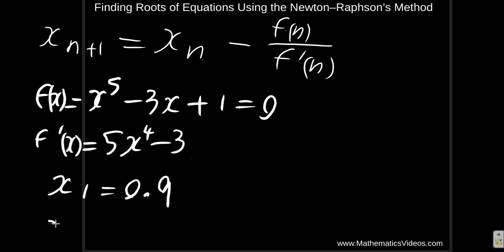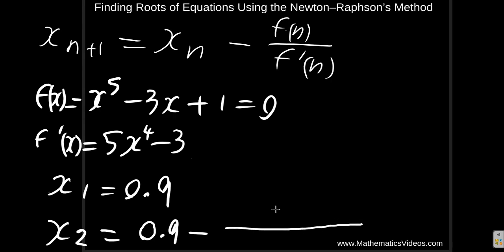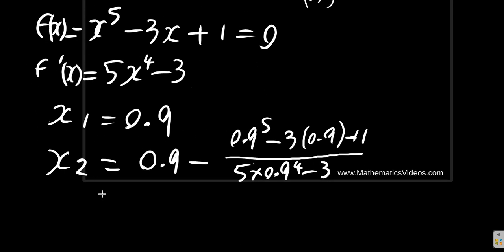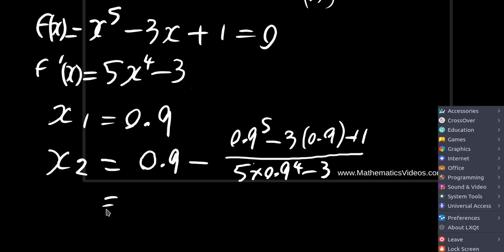Now, remember this is xn, n is 1, so n plus 1 would be x2, which is equal to our x1, 0.9, minus our f of 0.9, which is 0.9 to the 5 minus 3 times 0.9 plus 1, divided by 5 times 0.9 to the 4th minus 3. Let's use our calculator to see what that will give us.